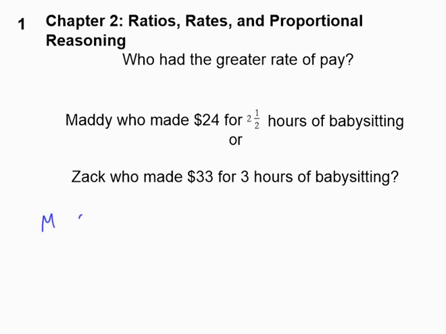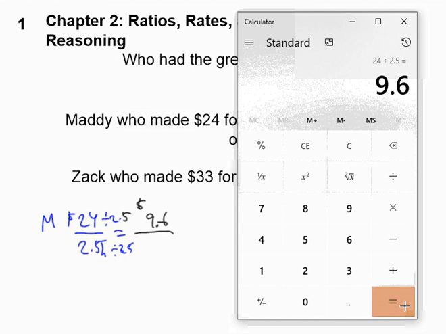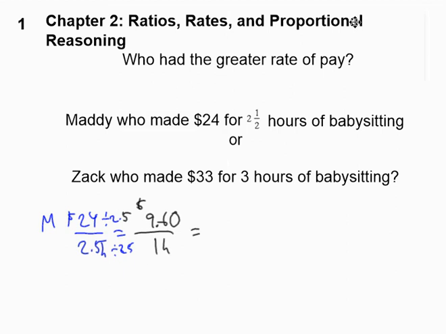We're going to start with Maddie, who made $24 in 2.5 hours. Notice I'm going to use 2.5. So this is her rate of pay, but her unit rate, if I divide both by 2.5, her hourly rate of pay is going to be, take my $24 and divide it by the 2.5 hours that you worked. That tells me that Maddie made $9.60 in 1 hour, or her rate of pay was $9.60 per hour.